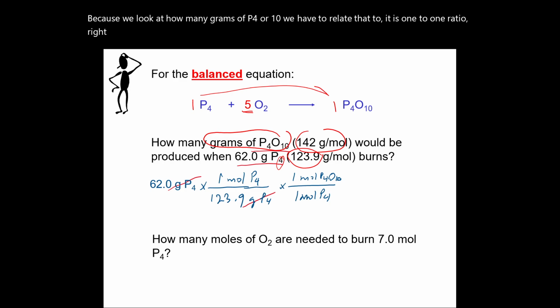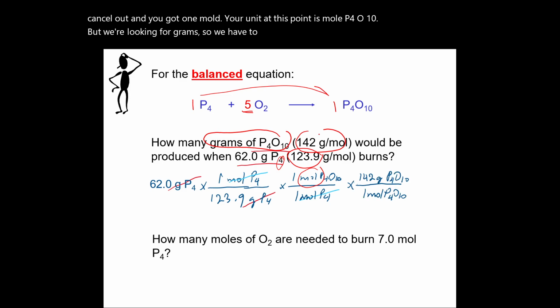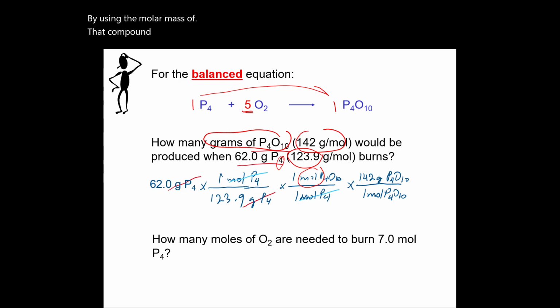And so we can write it here. 1 mole phosphorus generates 1 mole P4O10, and they will cancel out, and you got 1 mole. So your unit at this point is mole P4O10, but we're looking for grams, so we have to use one more step by using the molar mass of that compound. So 1 mole P4O10 is 142 grams, so you cancel out, and so that's grams P4O10. That is what we're looking for.